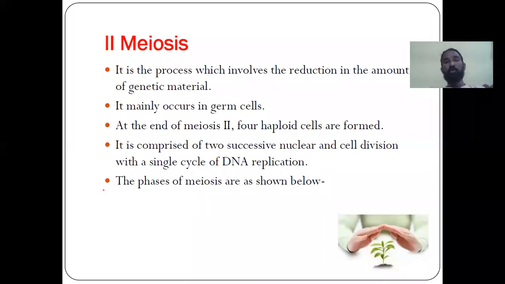Now coming to meiosis. Mitosis is a vegetative division, as I already told you, which is also called somatic division. Meiosis is called reproductive division. In the reproductive division, the meiosis process involves a reduction of the amount of genetic material.